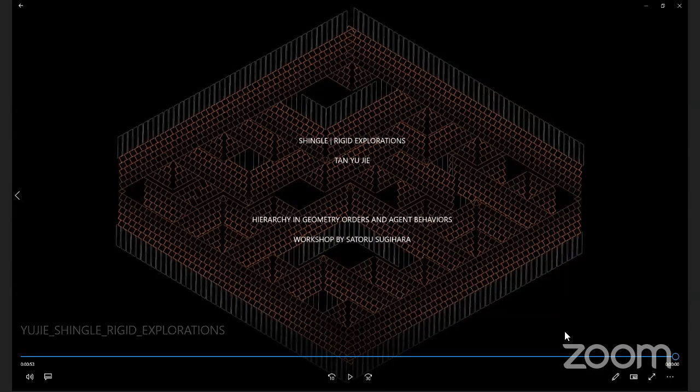If I were to bring this project further in the future, I was thinking to propagate it in a much more interesting way, maybe adding some curves and creating more interesting shapes. Yeah, that's all.